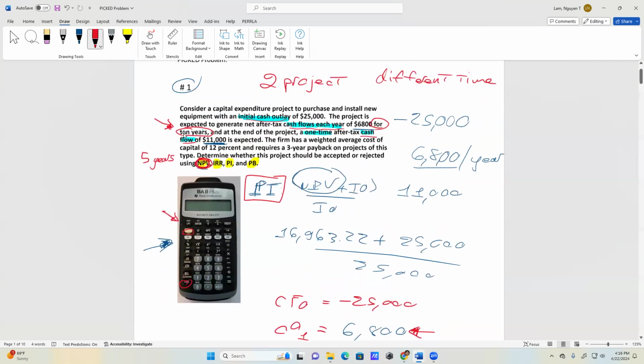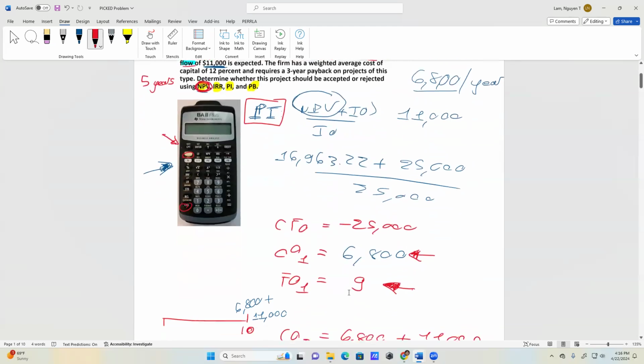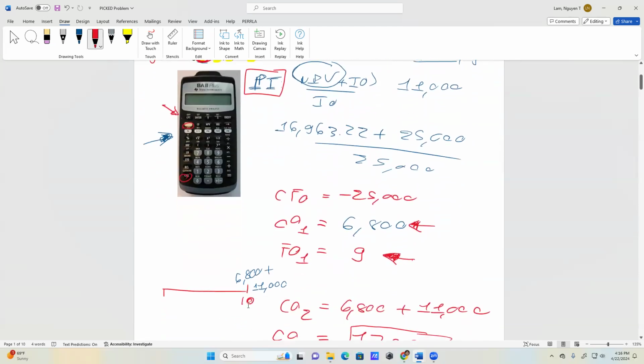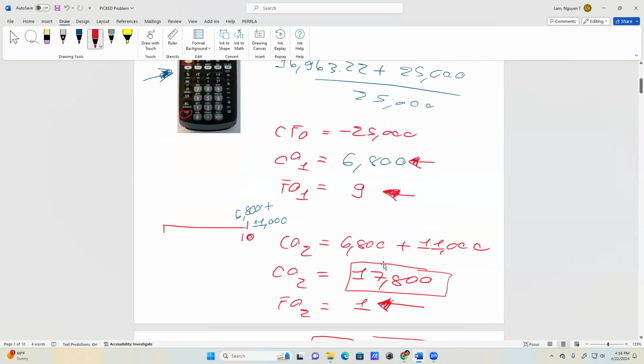Because even though it says 10 years, you only want to put 9 times because you know that at the 10th time, there's going to be the terminal cash flow, the final cash flow of 11,000. So the last one is going to be 6,800 plus the 11,000. All right, so you're going to hit 9 for the F01. Hit enter, down, C02. Like I said, the last payment has these two combined. So 6,800 plus 11,000.